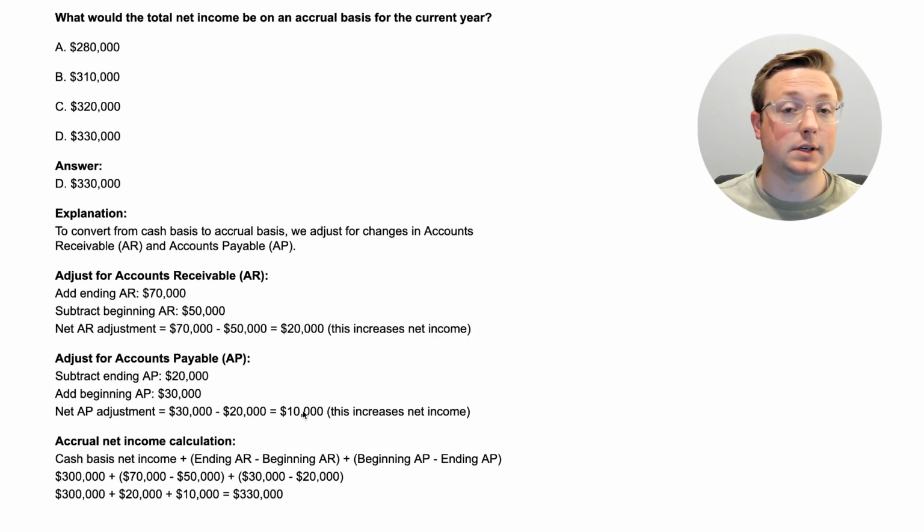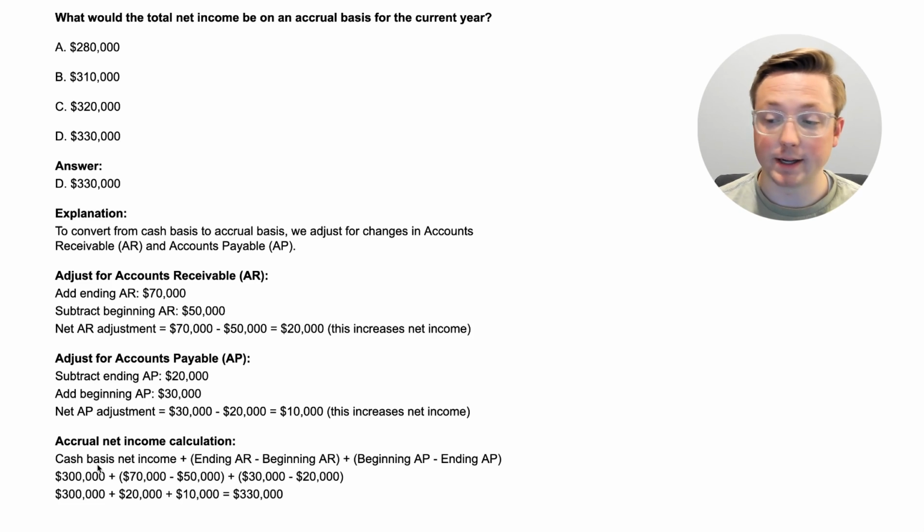And again, we're going to dive deep into all of this continually throughout the rest of the video, so don't get too worried. But again, this is how you can do it. You can add the ending AR, subtract the beginning AR, subtract the ending AP, and add the beginning AP, and that will give you the increase to net income for the year.